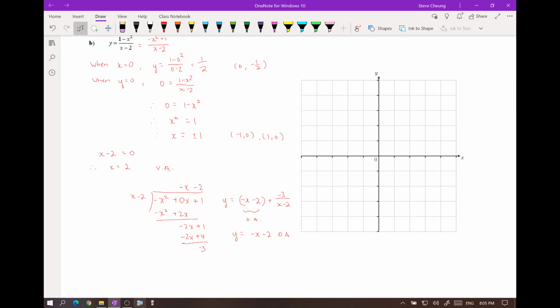Now let's use all of this information to help us sketch the graph. So first of all, we have the y-intercept at -1/2. We have two x-intercepts at -1 and +1. We have a vertical asymptote at x equals 2. And then we have this oblique asymptote at y equals -x minus 2. So we can start at -2, and then we can go 45-degree slanted downwards, right? So if I connect this, let's try it again.